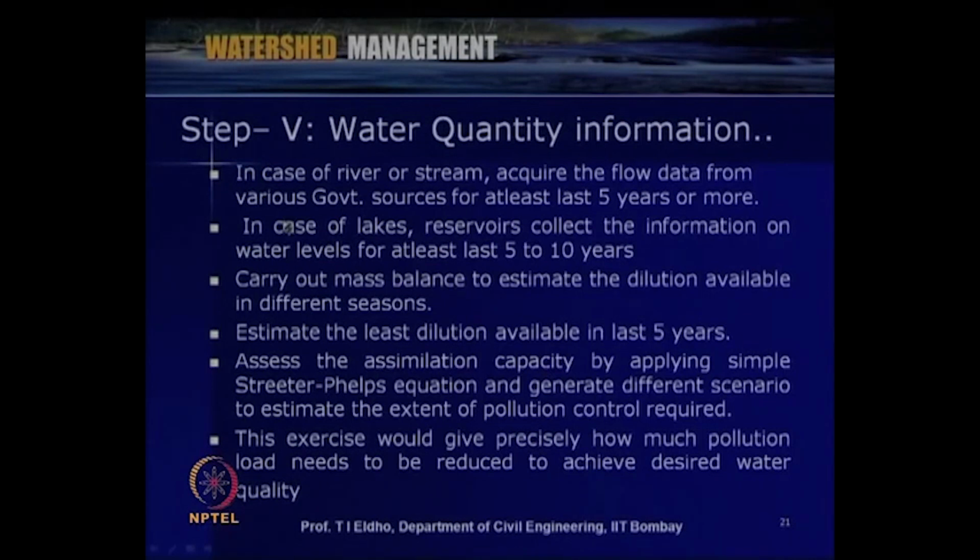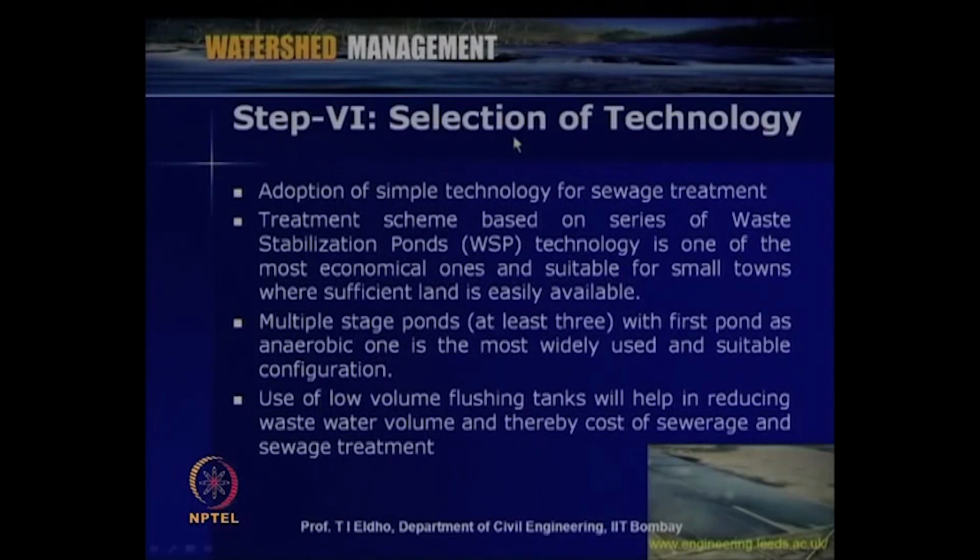Then, in case of a river or stream, we have to acquire the flow data, and in case of lakes we get the data. Then step number 6 is selection of technology. So, what kind of technologies we have to choose to reduce the pollution or to improve the water quality.